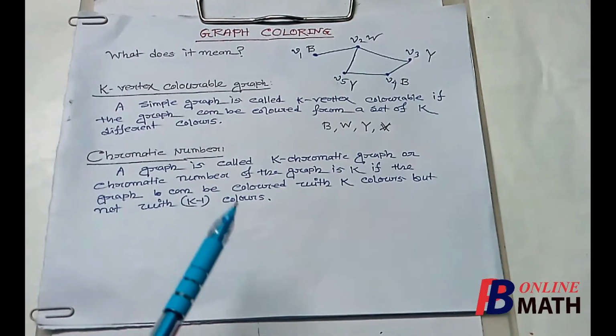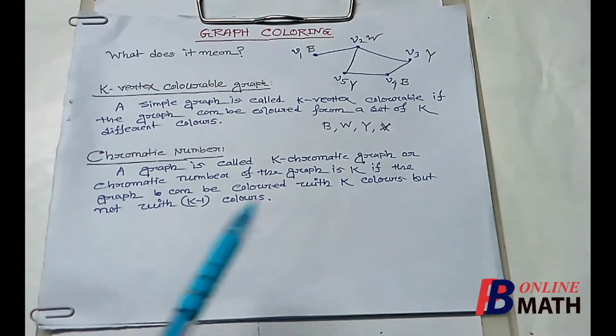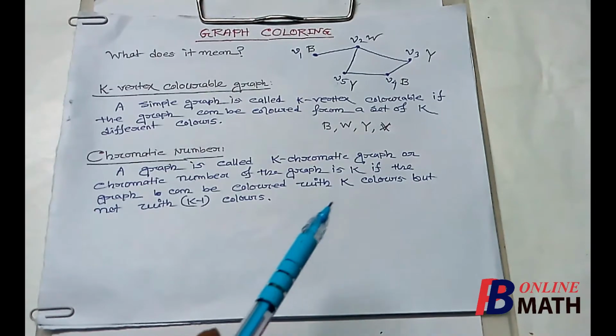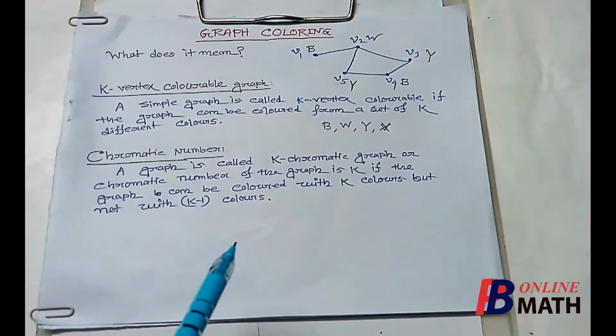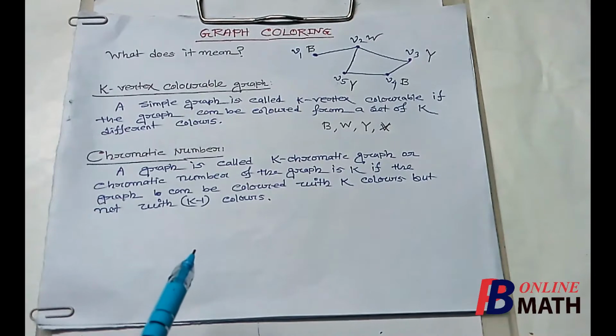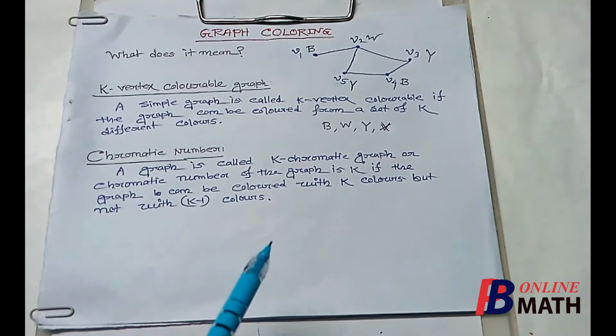A graph is called a k chromatic graph, or the chromatic number of the graph is k, if the graph can be colored with k different colors but not with k minus 1 different colors. So the chromatic number of a graph is k if k is the minimum number of different colors required to color the graph. If the chromatic number of a graph is 5, then the graph can be colored with 5 different colors, but the graph cannot be colored with only 4 colors. This is the definition of chromatic number.